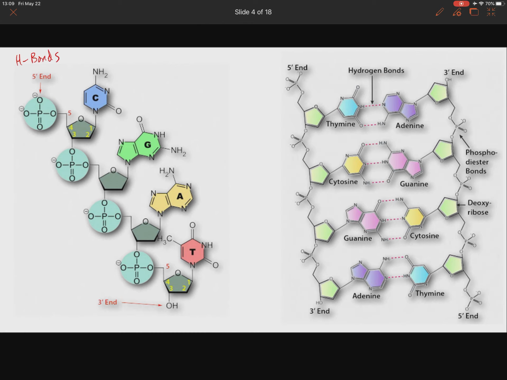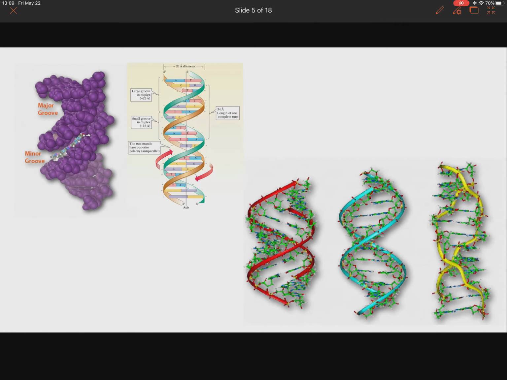So hydrogen bonds between the base pairs hold the nucleic acid duplex together. Two hydrogen bonds per adenine and thymine, three hydrogen bonds per guanine and cytosine. The B form of DNA, which we haven't looked at yet, has a prominent major groove.